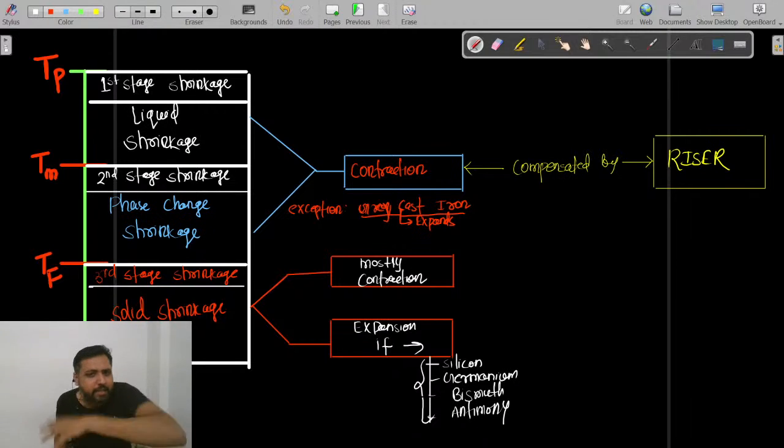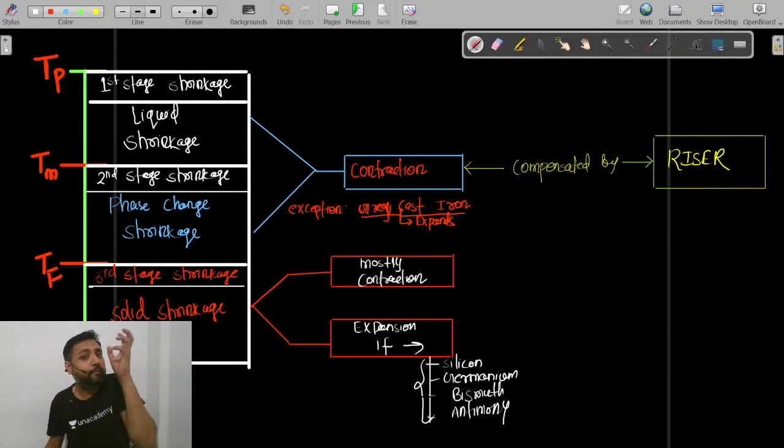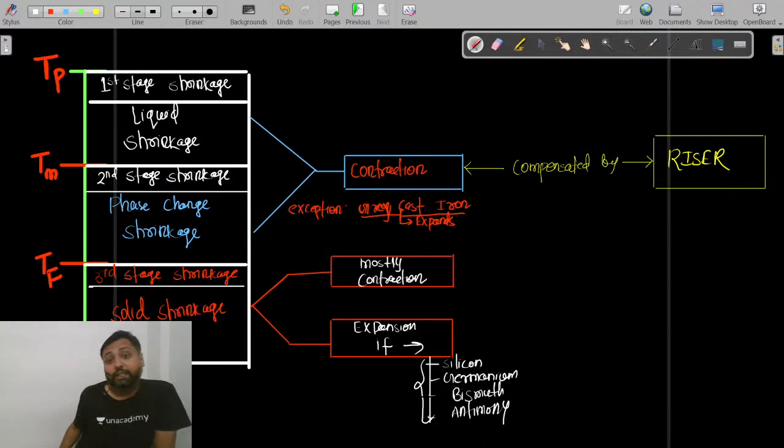So all these things, the expansion of gray cast iron during the second stage and the expansion of these four metals, silicon, germanium, bismuth, antimony, in the third stage, are due to their microstructures and microconstituents. For that we need to understand some basics of engineering materials. Whenever I teach engineering materials, or if you take the plus subscription, you can contact me, and there I will tell you how to understand this concept, what exactly is happening.